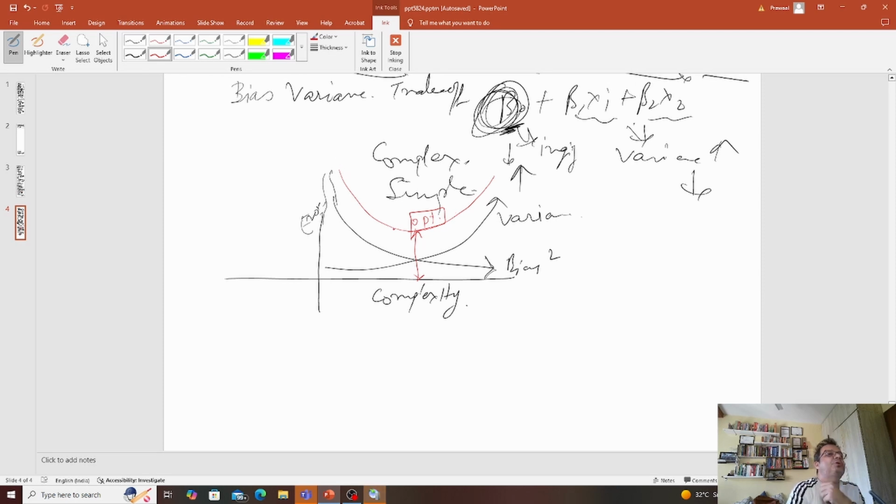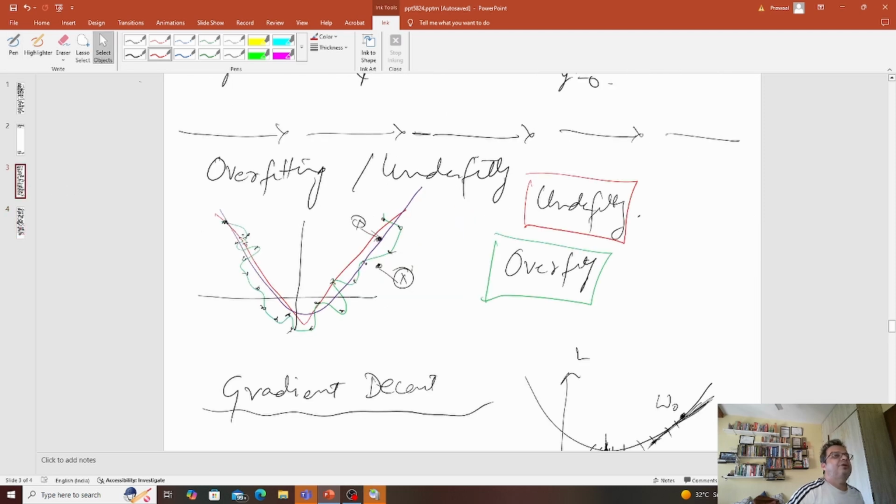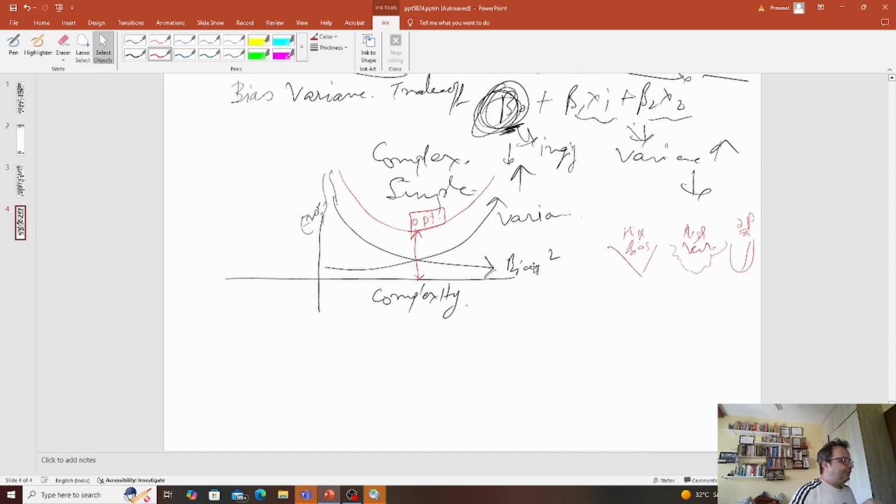And we spoke about that linear, modeling the noise, and parabola. So this is your optimal, this is your high bias, and this is your high variance. So just in case you forgot this one, this is what I was talking about. So that's on the bias variance trade-off.